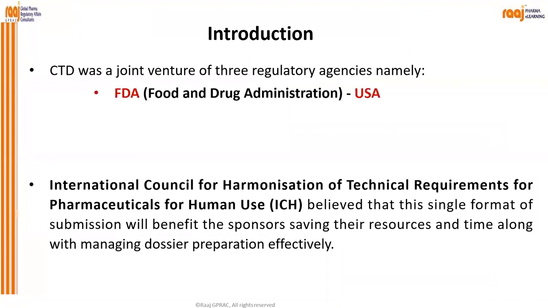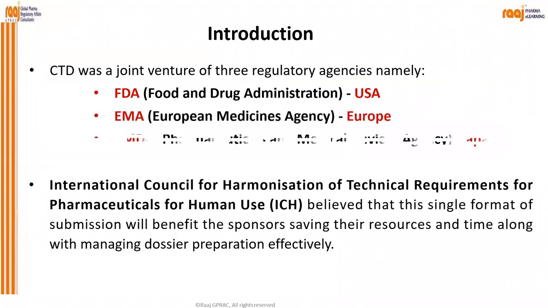So CTD, as you know, is the Common Technical Document, and it is a joint venture from the tripartite organization from USA, Europe, and Japan. In a nutshell, CTD is formed by this ICH tripartite organization from US, Europe, Japan under ICH M4. Everybody knows ICH wanted to have harmonization.